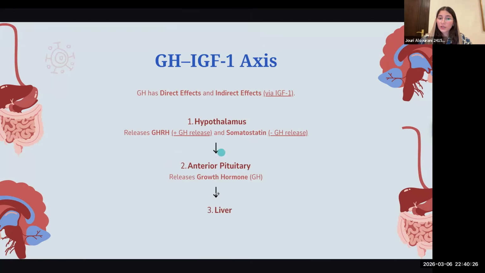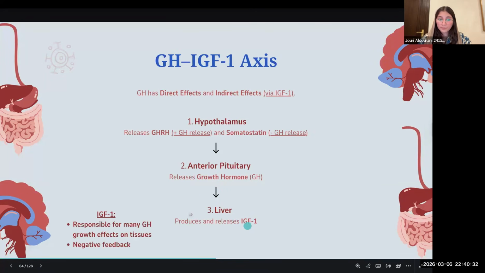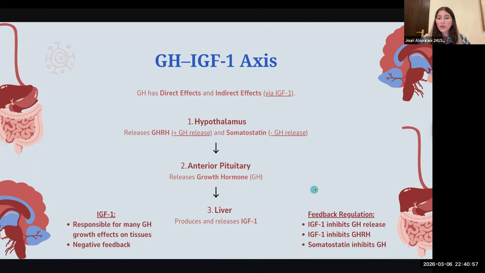Then we'll have mainly the GHRH acting on the anterior pituitary to release growth hormone. This growth hormone will then go to the liver, and here it will produce and release insulin growth factor 1, okay? This insulin growth factor is responsible for many of the growth effects that growth hormone has on tissues. So it's very important working with growth hormone to have the IGF-1. And at the same time, it's going to have a negative feedback. So once we have enough of this IGF-1, it's going to go back to the hypothalamus and back to the anterior pituitary, and it's going to stop them from releasing their hormones.